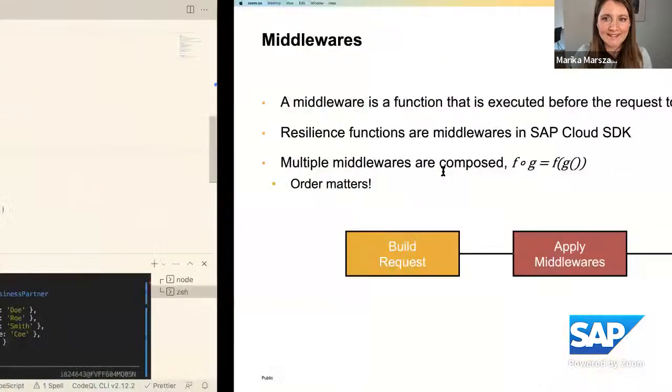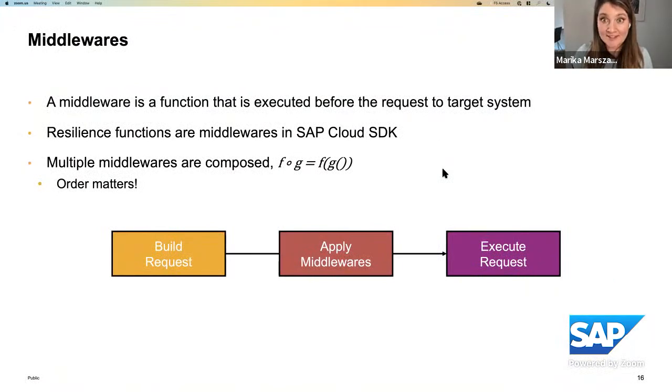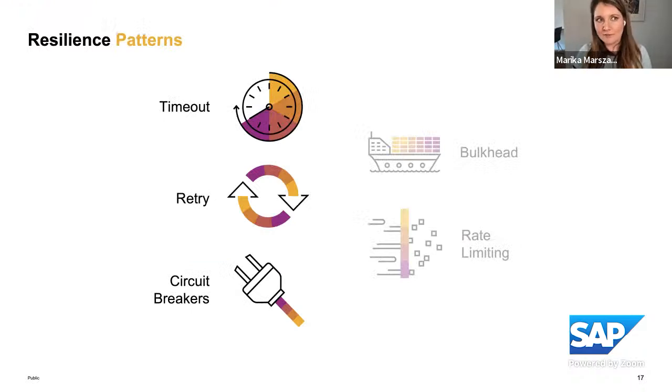Okay, so let's get back here. Then let's start talking about resilience, because now we know everything that we need to know about the SDK and about middlewares and so on to understand how resilience works. So generally, if you research a bit about resilience patterns, you will most likely find those 5. Sometimes you find more, sometimes you find less, but those 5 are the most prominent ones, at least from my research. And in the SAP Cloud SDK, we decided to implement timeout, retry, and circuit breakers.